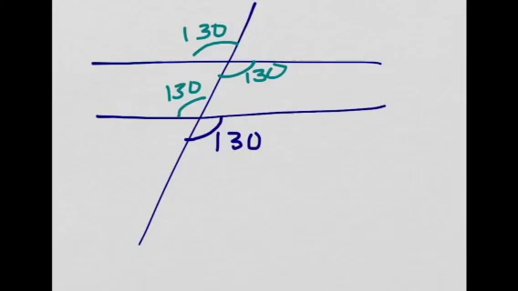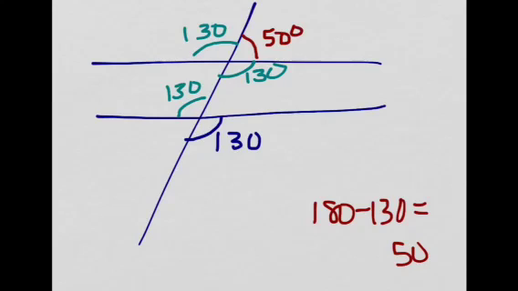Okay, great. Now, from the supplementary angle theorem, we know that 180 minus 130 is equal to 50. So this angle must equal 50 degrees. By the alternate exterior angle theorem, we know that this angle must be 50 degrees as well. And by the corresponding angles theorem, we know that this angle must be 50 degrees. And then we also know by alternate interior angles that this angle must be 50 degrees as well.